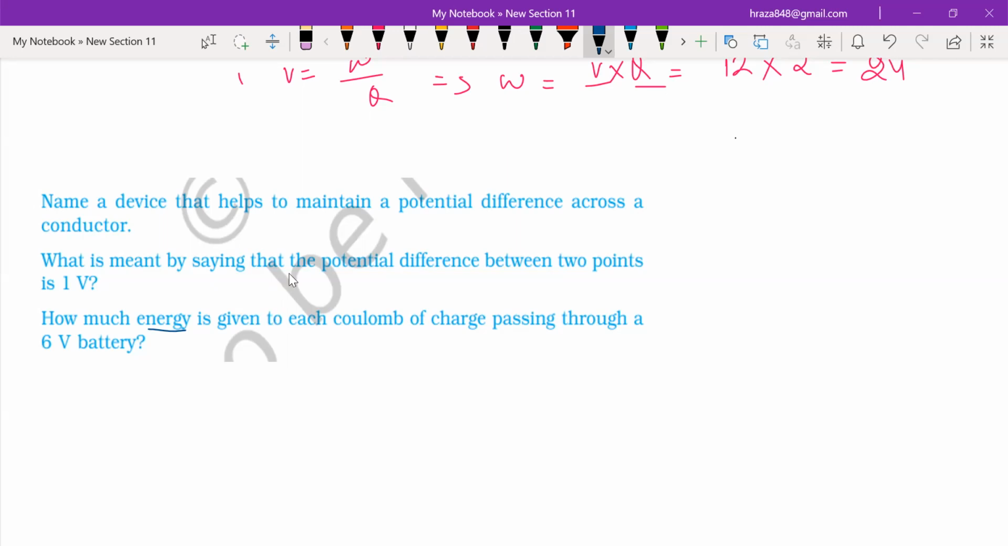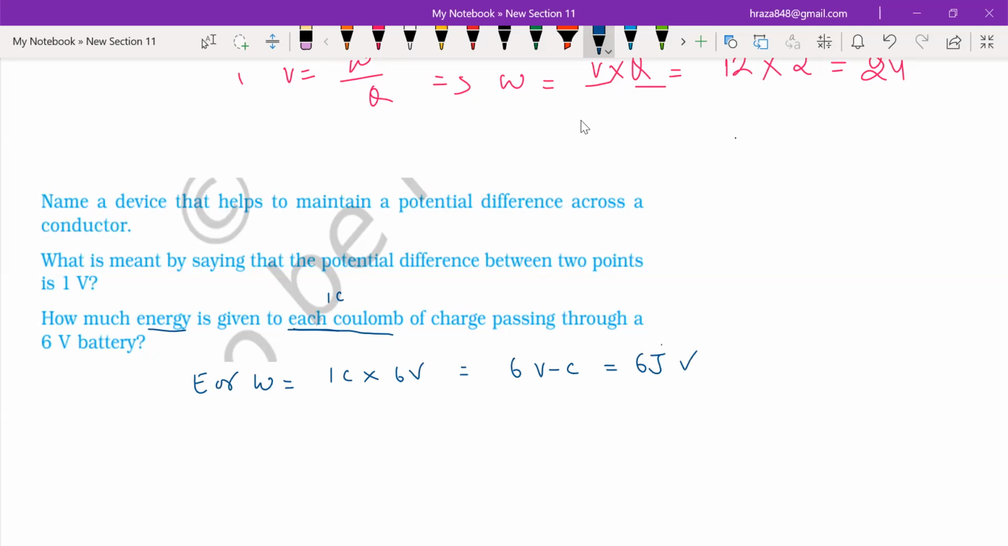Sir, if charge isn't given, we take it as 1 coulomb each. Okay, got it. Yes. So work or energy will be equal to 1 coulomb into 6 volt. That will give you 6 volt coulomb, that is equal to 6 joules.